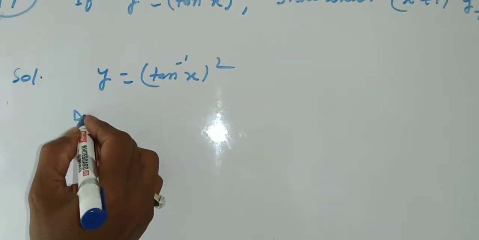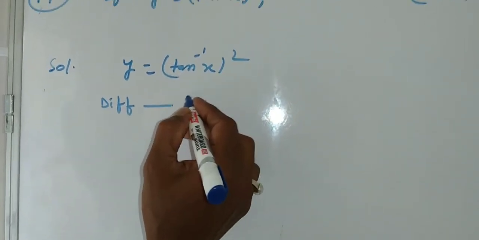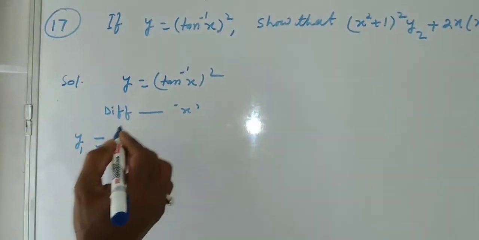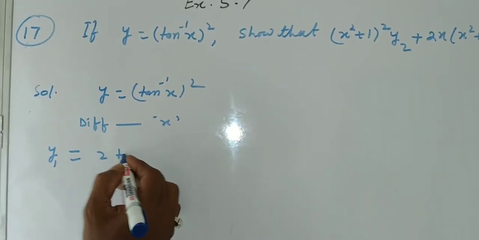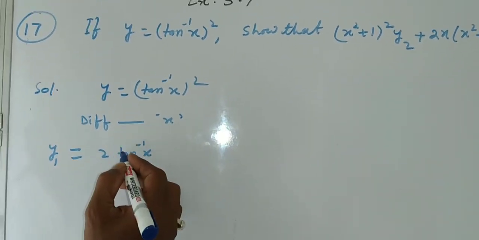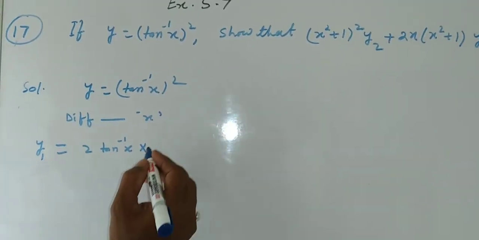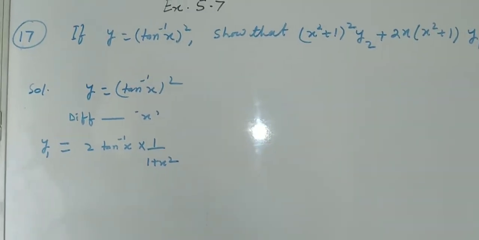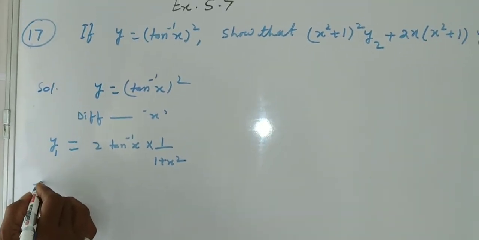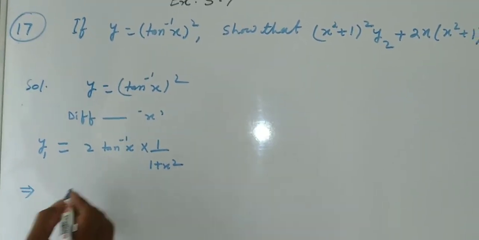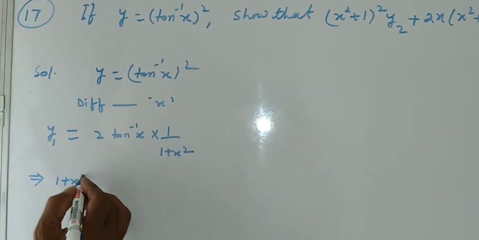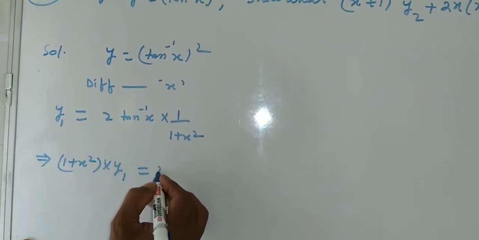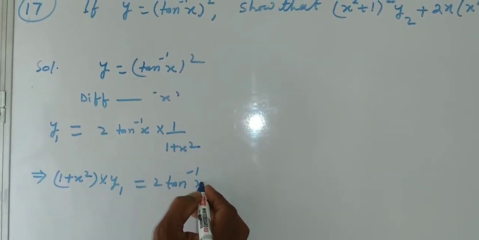Now differentiating both sides with respect to x. The derivative of y we represent as y1. Now it is 2 tan inverse x, and the derivative of tan inverse x is 1 by 1 plus x square. After the first derivative you try to simplify: (1 plus x square) y1 equals 2 tan inverse x.